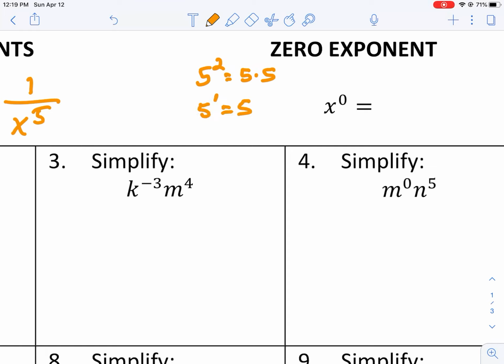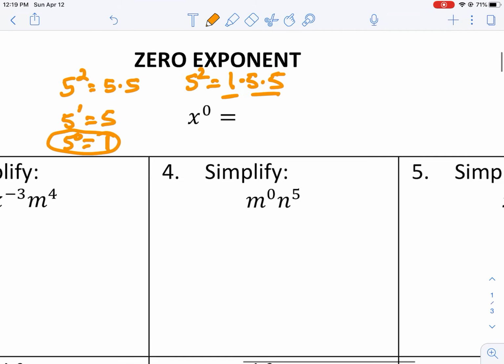But let's go down. What's 5 to the first power? Well, that's just 5. So 5 to the 0 power, I'm trying to teach you that it's 1. Well, anything times 1 is itself. So what they're really saying is 5 to the second power is really 1 times 5 times 5. So here's where it's used twice, and this is what's left. 5 to the third power is 1 times 5 times 5 times 5.